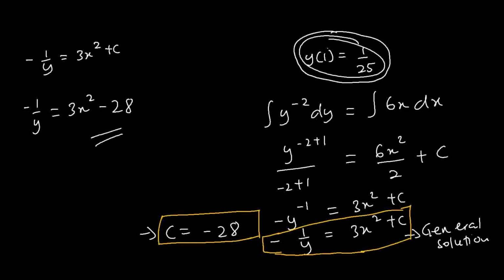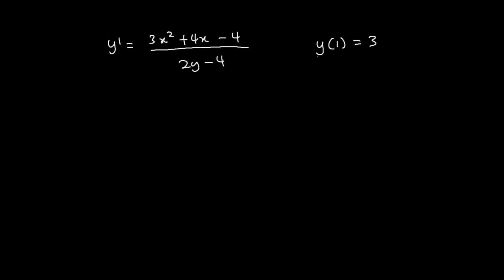Okay, so let's take another example. The next example here is we have y prime equals 3x squared plus 4x minus 4 all divided by 2y minus 4, given the initial condition y of 1 equals 3. So you have to solve this differential equation using the method of separation of variables.